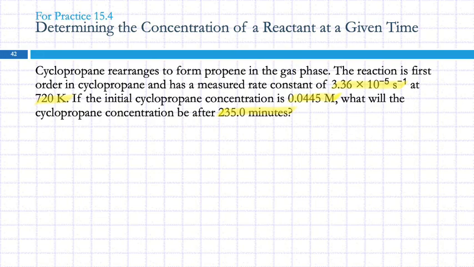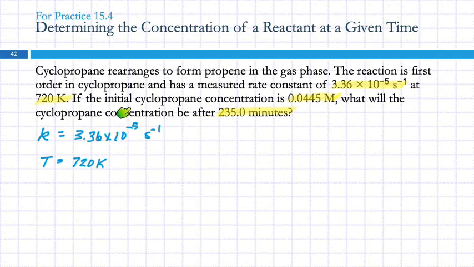So let's pull those numbers out and try to label them. So it says this is the measured rate constant. The symbol for the rate constant is lowercase k. So that is 3.36 times 10 to the minus 5, s to the minus 1. And then we've got a temperature of 720 K. Now, I've done this one before. I know that we don't actually need that, but you probably don't know that. So let's write that down. The temperature is 720 Kelvin.